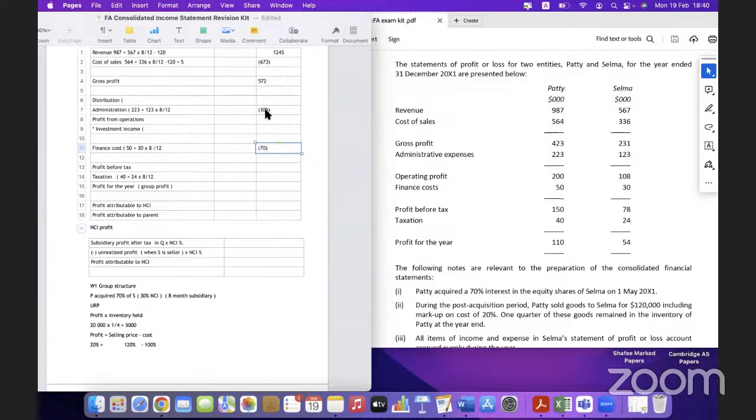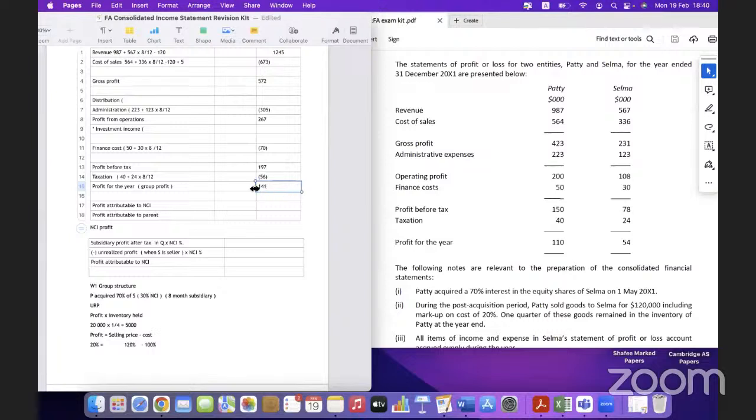So gross profit minus administration expenses will give me operating profit. 572 minus 305, that's 267. 267, guys, minus 70 will give me 197. Right now, guys, let's work out the taxation then. 40 plus 24 into 8 over 12, which is going to be, guys, 56. Tax is normally deducted. Then deduct that from 197, guys, your answer will be 141.